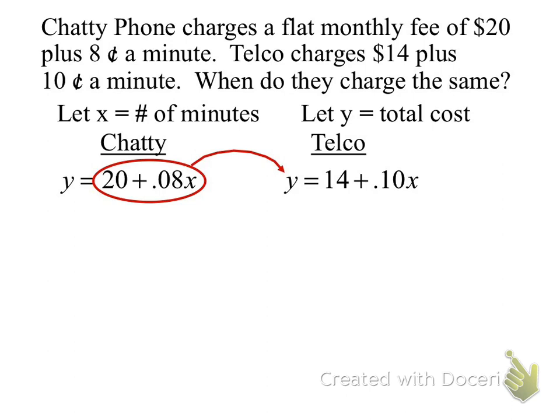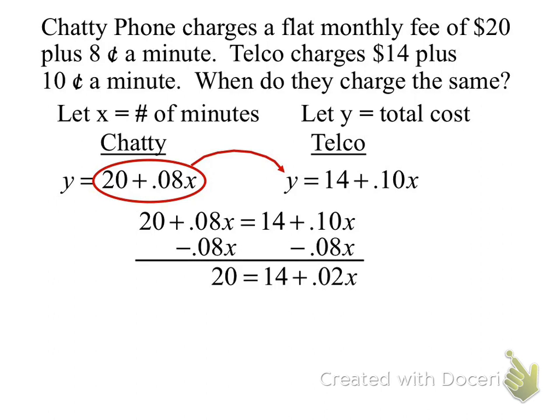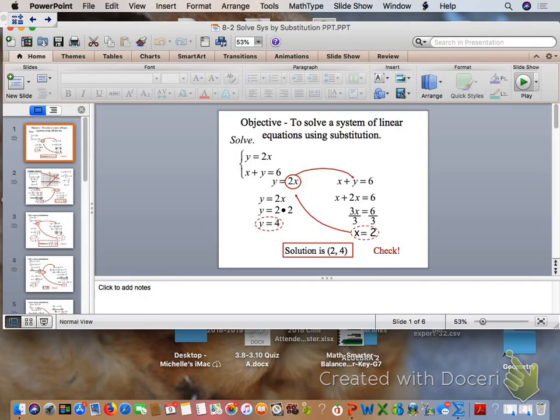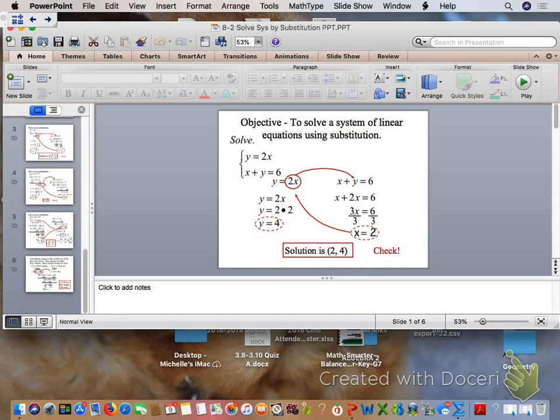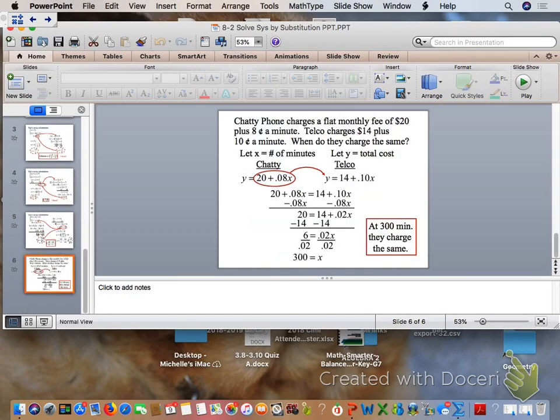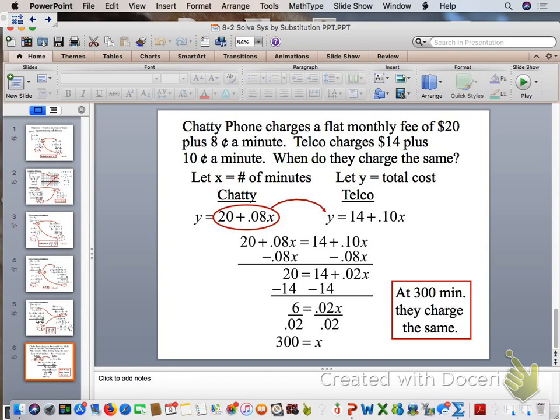So I can substitute for Y. I substitute in. I personally would clear the decimal. My PowerPoint is just working in decimal. And then we solve for X, get X alone. X equals 300, and it means at 300 minutes they charge the same. We could then find out the charge if they ask that. Does that make sense? All right, that's the recording.